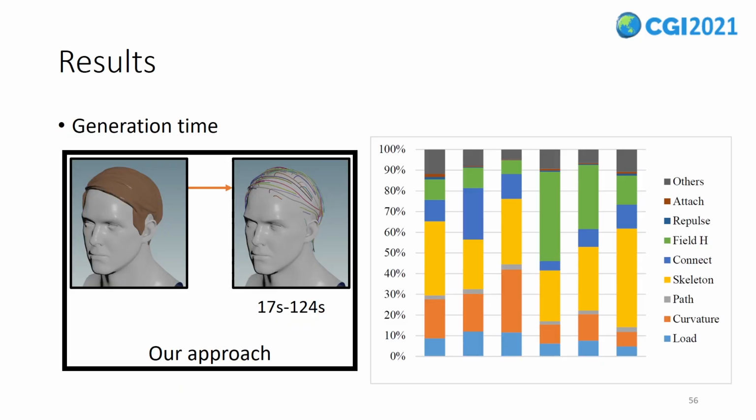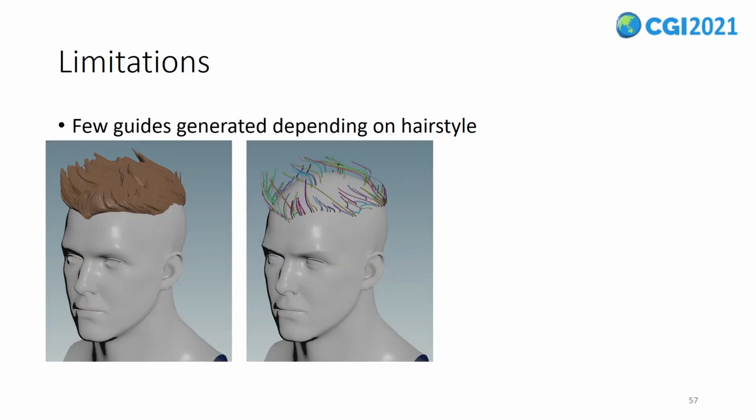Our method is also quite fast. The generation time takes between 17 seconds and 124 seconds for the examples shown previously. And this is much faster compared to the 2 or 3 days required to create hair guides manually. So this is a tremendous improvement. Also, we can see that the time spent on the different steps of the method is quite similar for all the different examples. As regards the limitations of our method, we mainly support only wavy and straight hairstyles.